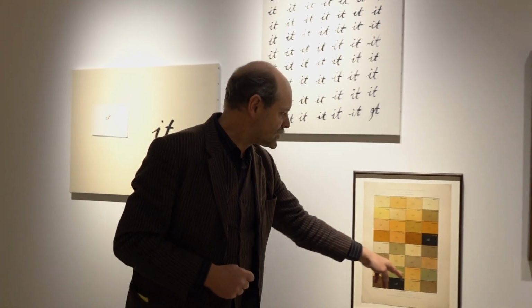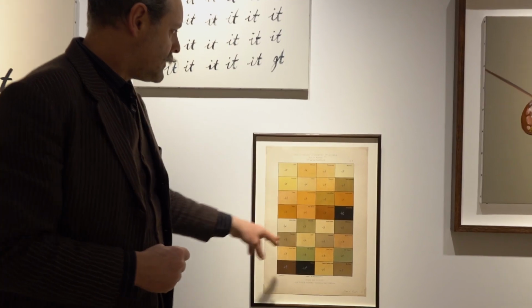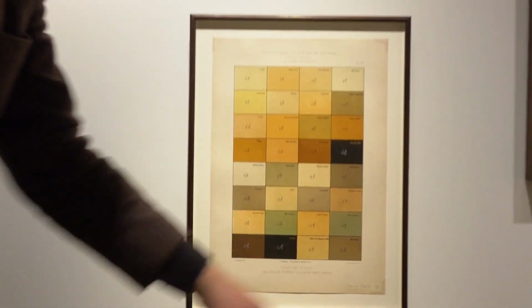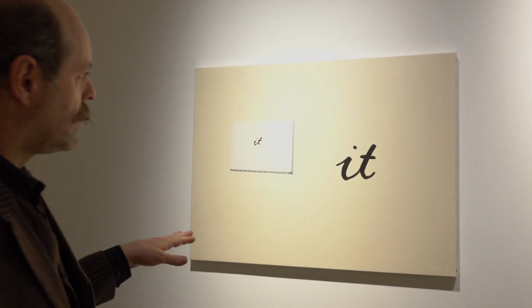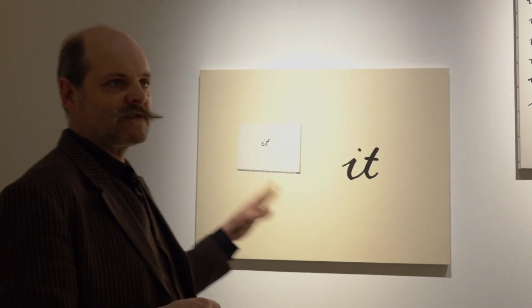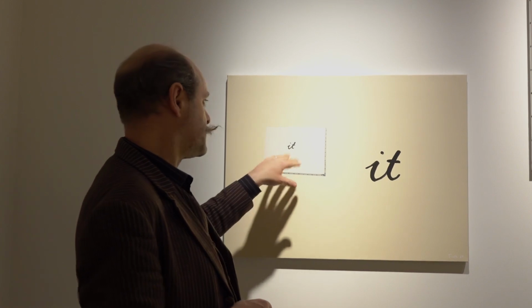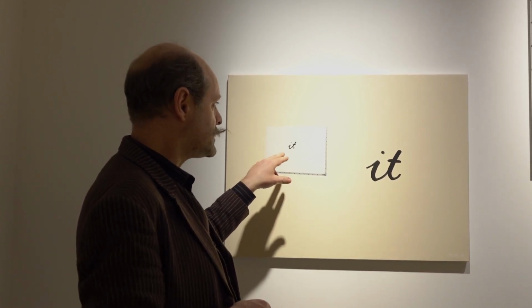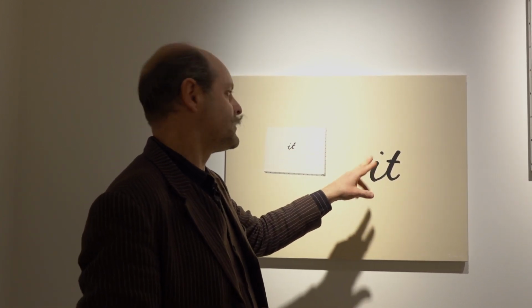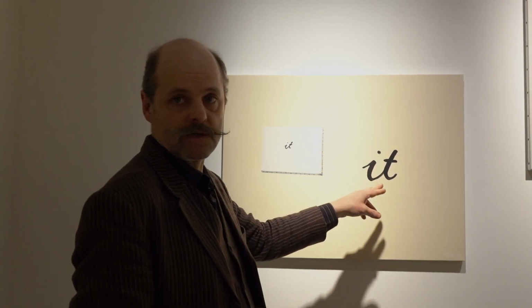Again, a kind of version of colour field it paintings, tons de fonds. This is called objective subjective object. So basically what we've got is a painted depiction of the word it, and also a painted depiction of the word it sitting next door to it.